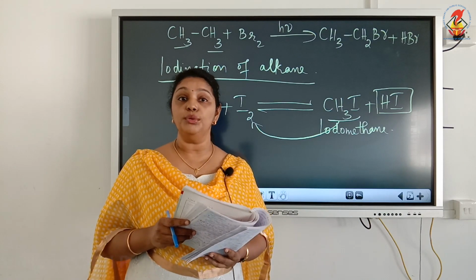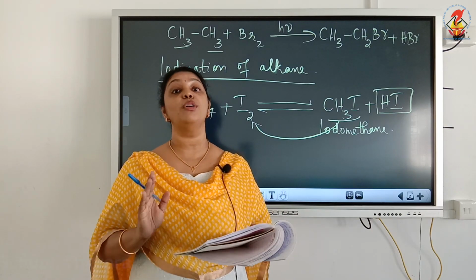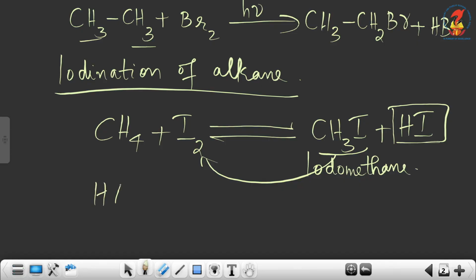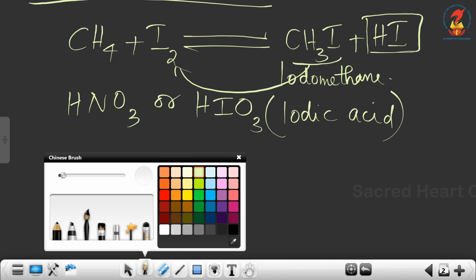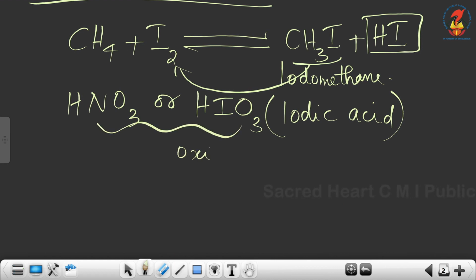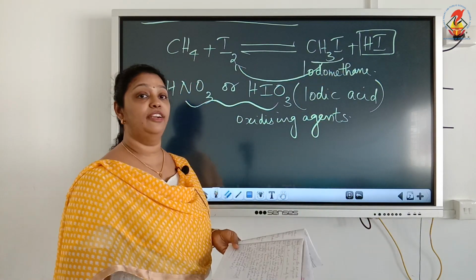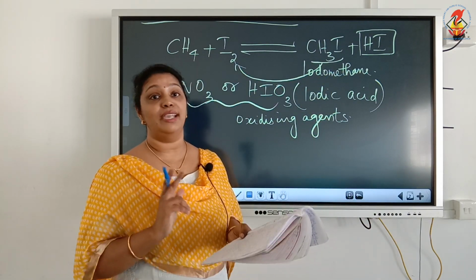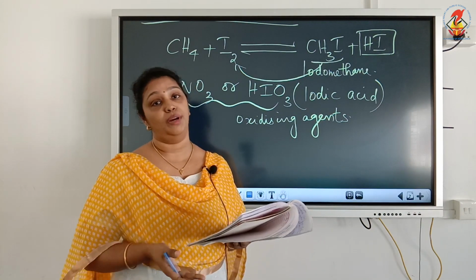Now, how can we do this iodination reaction? We have to carry out this reaction in presence of an oxidizing agent like nitric acid or iodic acid, HIO3. The name of this acid is iodic acid. HNO3 and iodic acid are good oxidizing agents. So what happens when we do this reaction in presence of iodic acid or nitric acid? These oxidizing agents will oxidize HI, the hydrogen iodide formed, back to iodine.